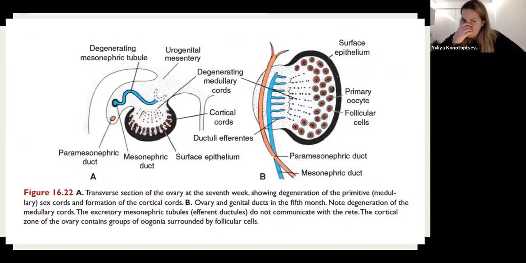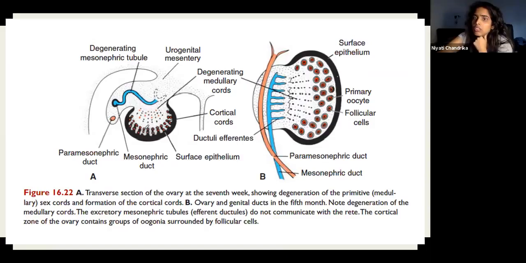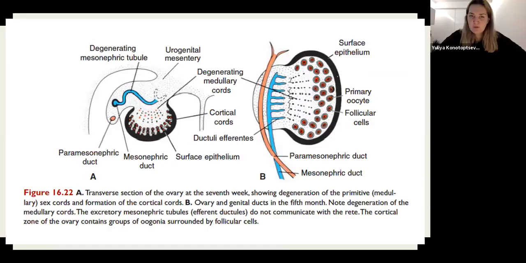Okay, so that's in the female, right? You can see that these are my clusters. And how do you call clusters? Cortical cords. So they're going to be known as the cortical cords. It's very confusing in the book because they say that medullary cords degenerate. They don't degenerate, they dissociate. They just spread and become the clusters in the cortex, which we'll call cortical cords.